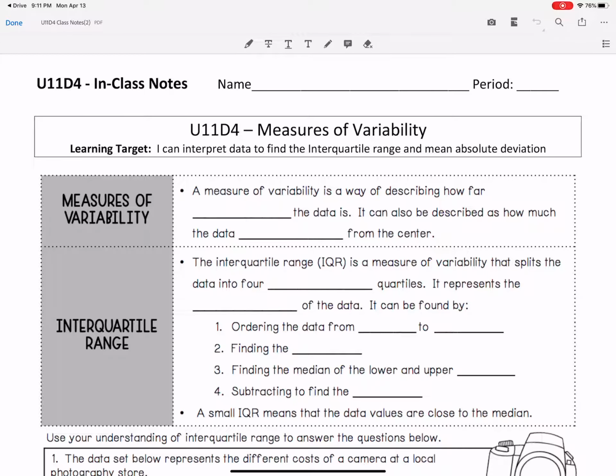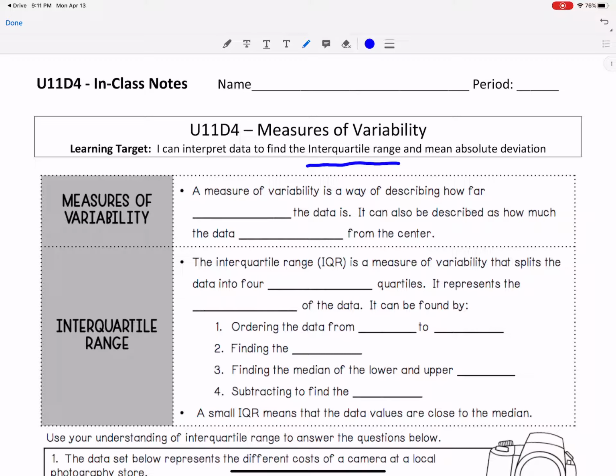Hi guys. Okay, so this is Unit 11, Day 4, our in-class notes, and today we're going to be talking about this term called measure of variability. Your learning target is, I can interpret data to find the interquartile range and mean absolute deviation. This is a brand new idea of the interquartile range that we're going to be talking about.